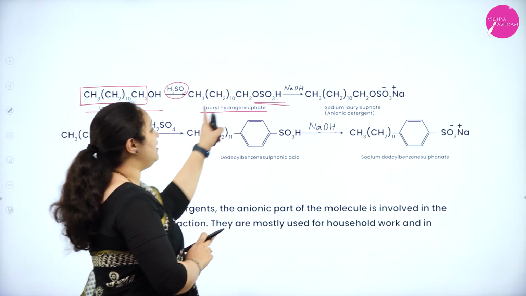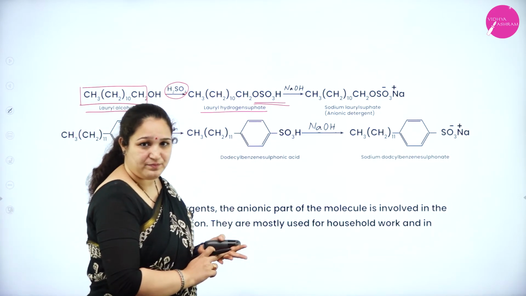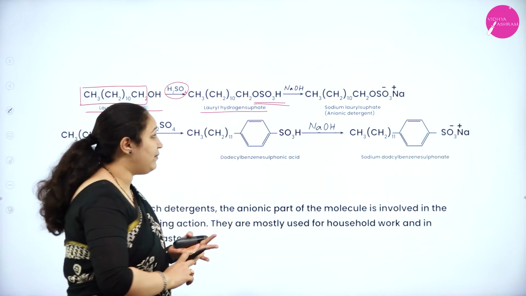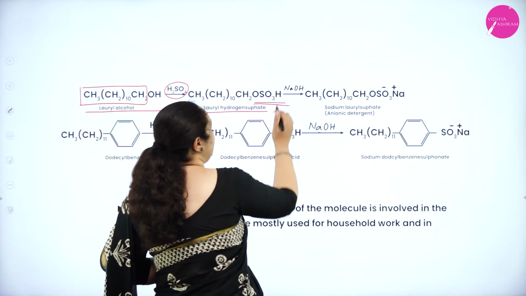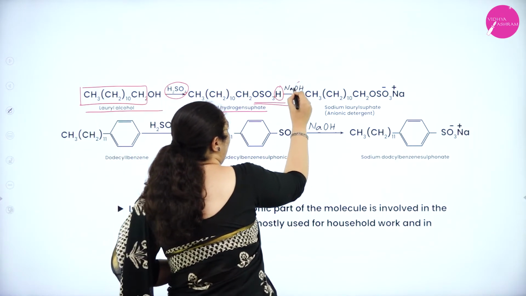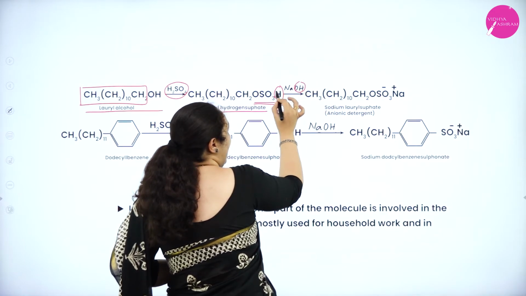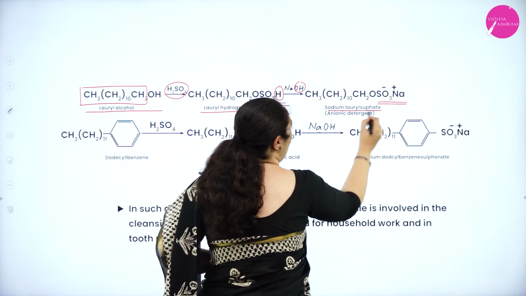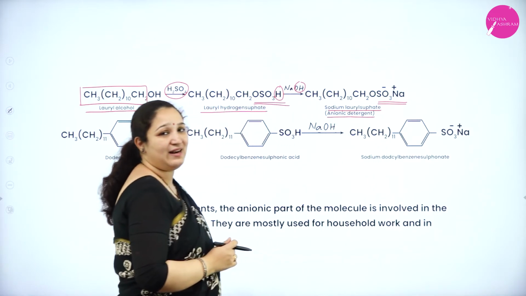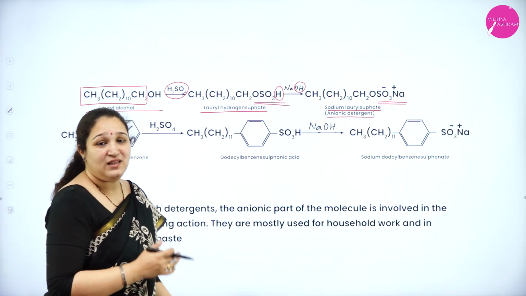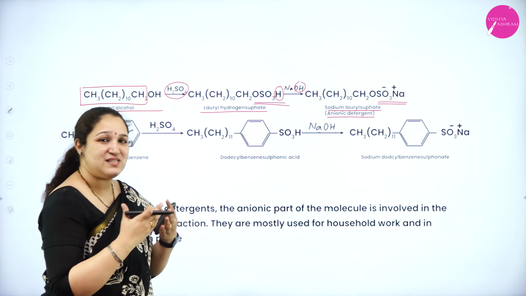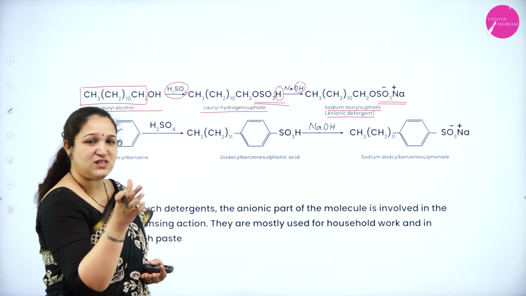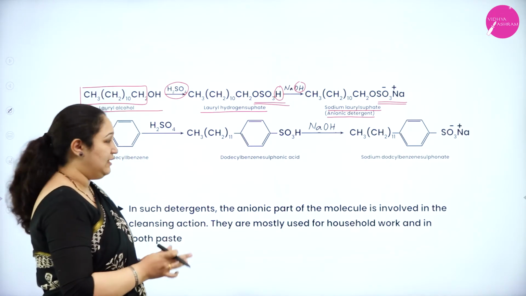Now this is treated with sodium hydroxide. What is happening? This hydrogen will go along with OH as water and sodium will come into its place. So it becomes sodium lauryl sulfate, which is an anionic detergent. The equation looks difficult, but it is actually very easy to write. You just have to remember what is lauryl there.